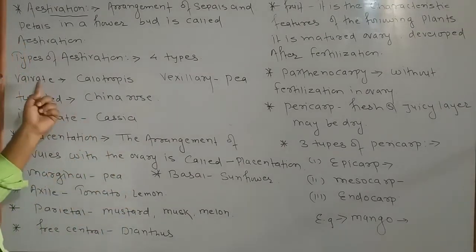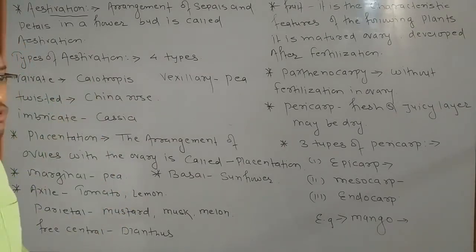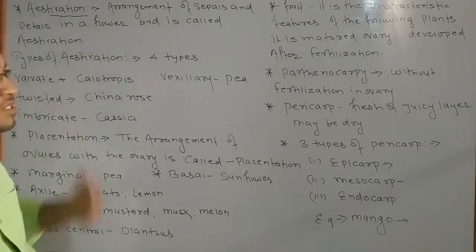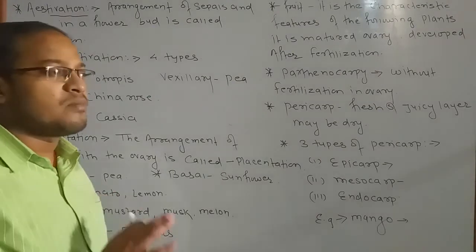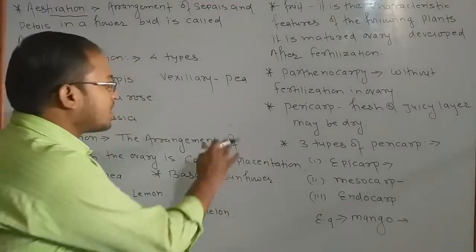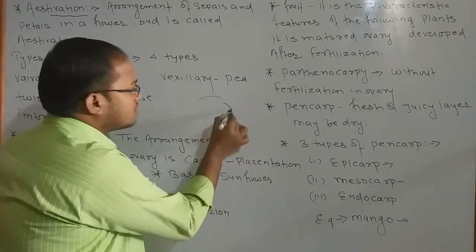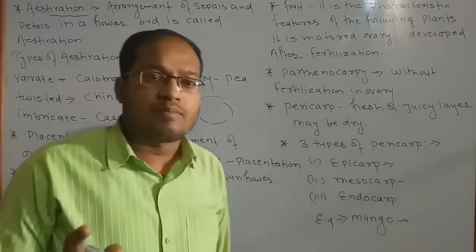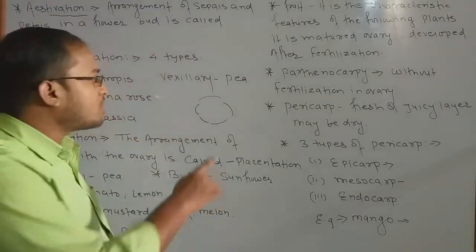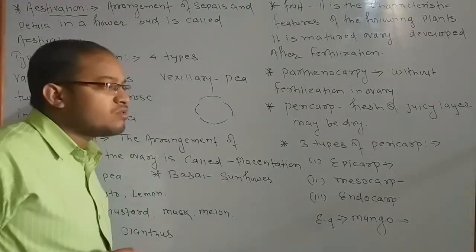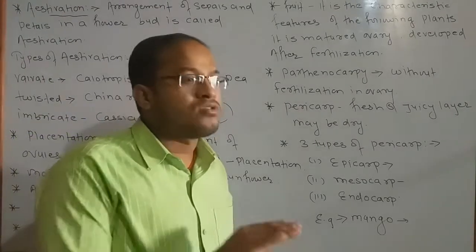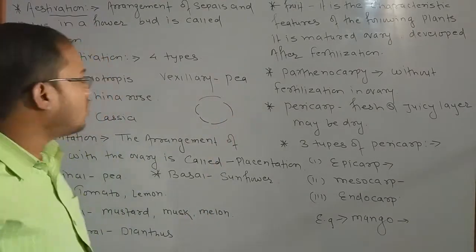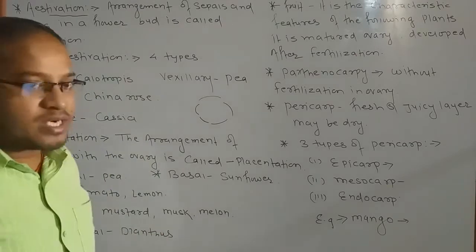Valvate estivation, for example, is seen in Calotropis. What is valvate estivation? Valvate estivation means the arrangement of sepals and petals is not in an overlapping manner. They do not overlap each other. Suppose we are discussing it like this, there is no overlapping. The secondary thing is that they also do not touch each other. So that is called valvate estivation.